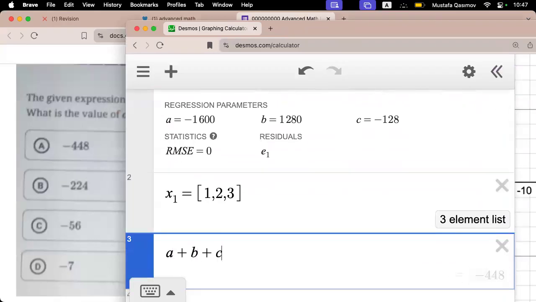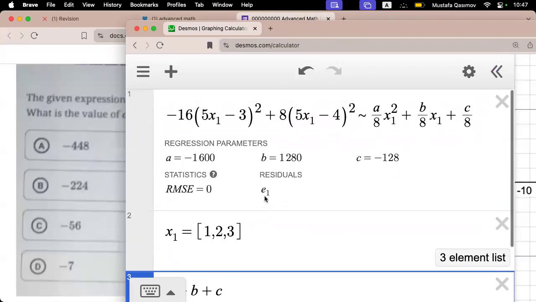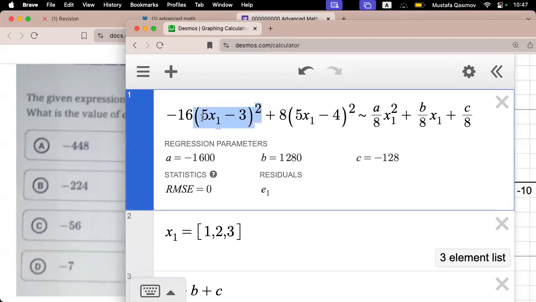A plus b plus c. It will be negative 448. Answer is A. This is not a bad method. It's also good. Some students open this one, then open that one. It will take a lot of time. Don't do it like this.